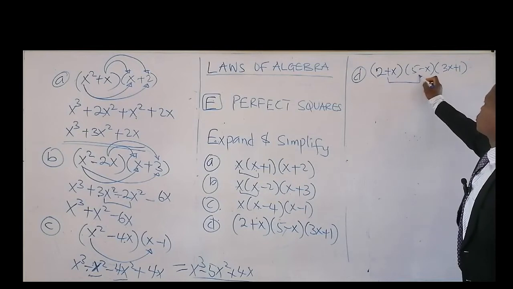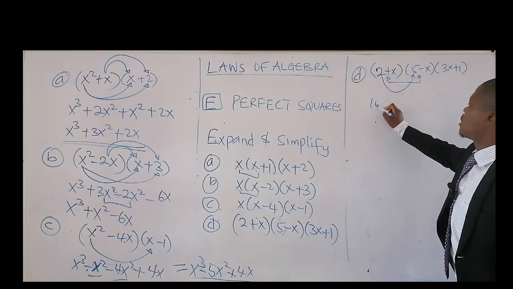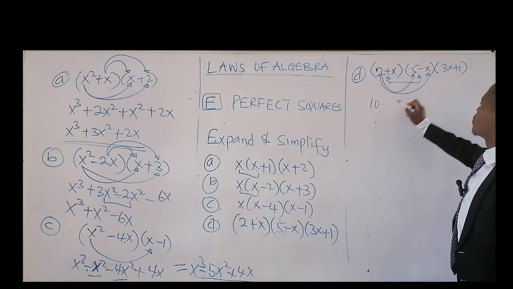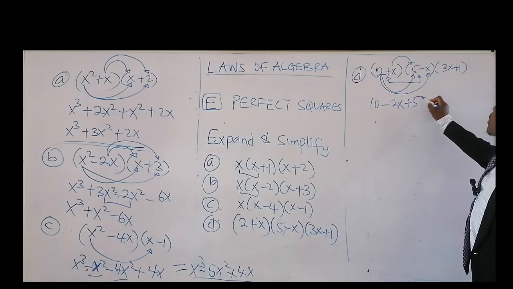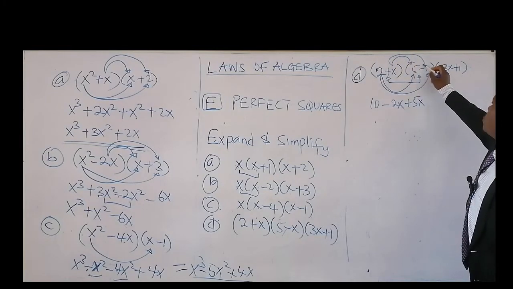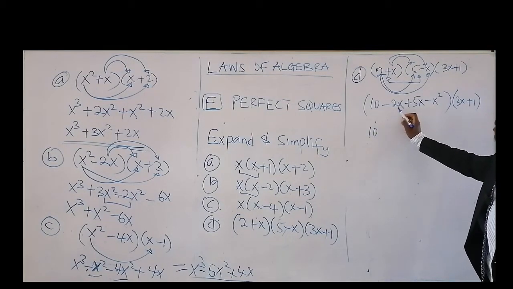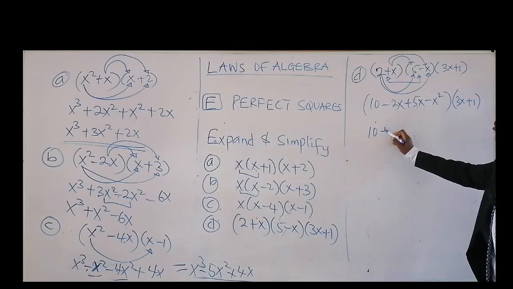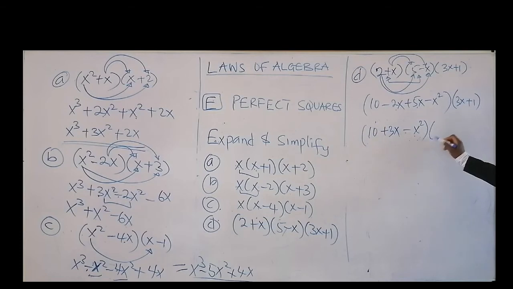So let's combine this one as 1. So 2 times this, that's 10. 2 times this, that's minus 2x. Then this one times this one, that's a plus 5x. And then this one again times this one, that's minus x squared. Okay? Then times 3x plus 1. So this will give us 10 minus 2 plus 5, that's a plus 3x. Okay, minus x squared times 3x plus 1. Okay?